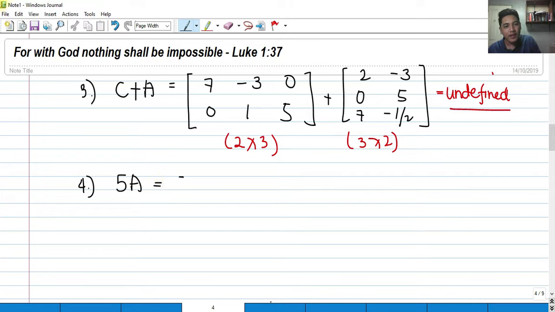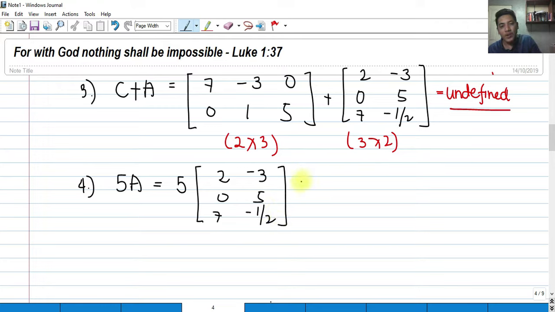Okay. So for number 4, a scalar multiple of 5 multiplied to the matrix A. So what will happen? 5 multiplied by the matrix A, our matrix A is 2, negative 3, 0, 5, 7, and negative 1 half. 5 will be distributed on every element.